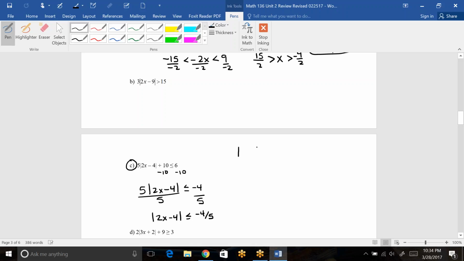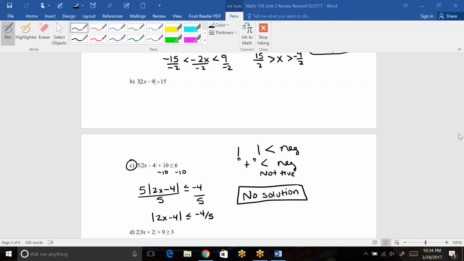Now, if you have an absolute value, a less than sign, and the other side is negative, a positive always pops out when you do an absolute value. So a positive is never less than a negative. That just doesn't make sense. So this is the scenario where you don't need to solve anything, it's just no solution. Now if it had been a greater than symbol and a negative, it would have made sense because positives are always bigger than negatives. But because it's a less than, it's not true. Do we feel okay on part C?